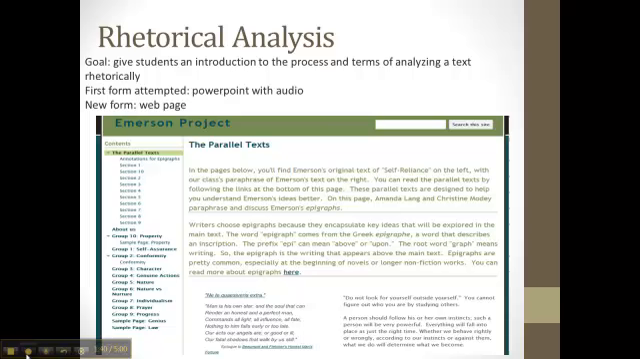The next LO we worked on was a module to teach rhetorical analysis, which is the process of reading a text to understand the rhetorical choices a writer has made and what effect they have on the reader. The first form we attempted for this was to create a PowerPoint with audio. This rapidly became long and clunky, and we didn't really feel increased engagement in these concepts.